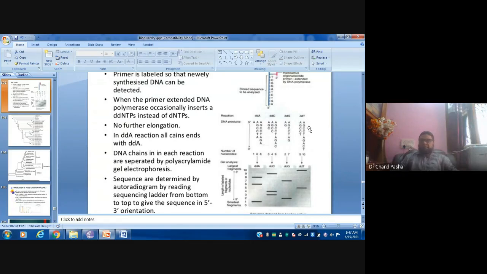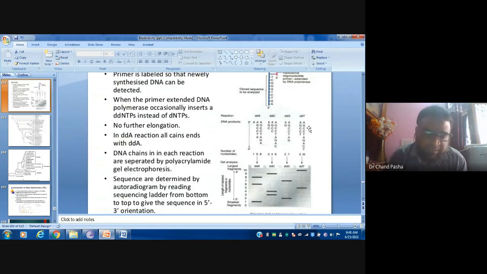And here they can be separated easily based on their charge. Even a single base difference can be separated. And see, the terminal dideoxynucleotides will be given different colors. Dideoxy adenine will be given green color, cytosine yellow, guanine pink, and thymine some other color. So based on these colors, the principle of dideoxy electrophoresis is incorporated.